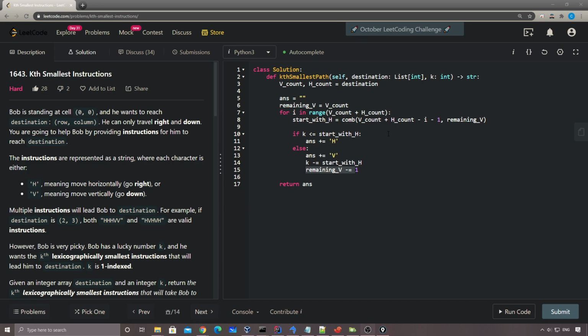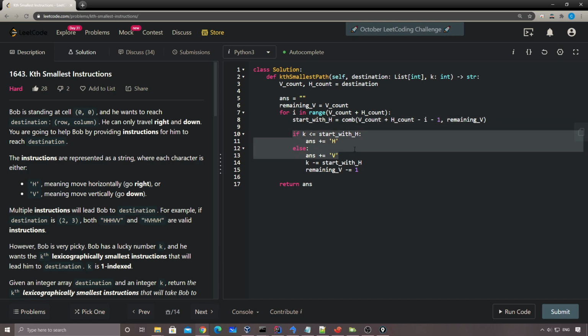And again, the key point for this problem is that we just need to know this way of calculating all the combinations, or all the remaining instructions that start with H, and then given these numbers, we check if we can afford skipping all those H's. If we can, we go with V. If we can't, then we go with H.